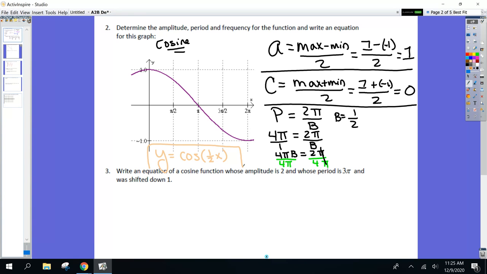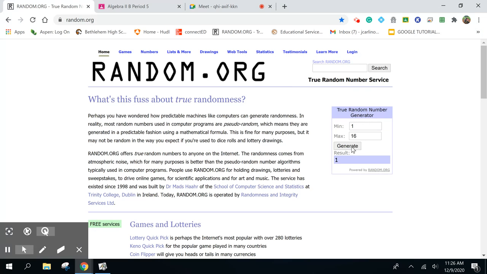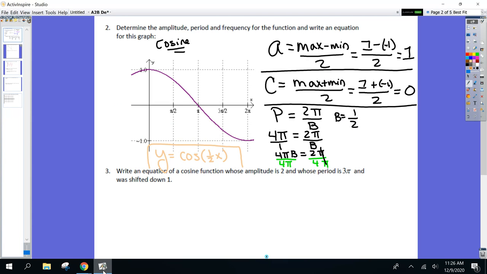All right, number 3. Who's up with me for number 3? I give you the amplitude, the period, and the shift down 1. All right, I think we can handle this, huh? Colin, going back to you. What's my A value here, Colin? 2. Good job. I skip over B to last. What's the C value here?